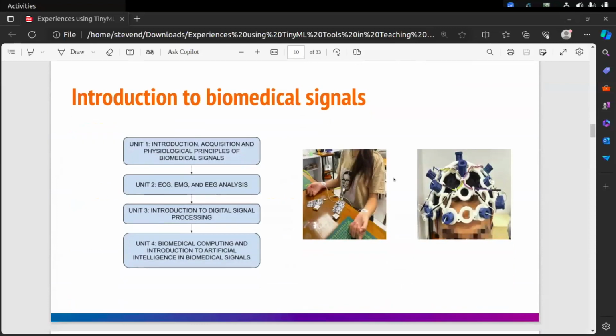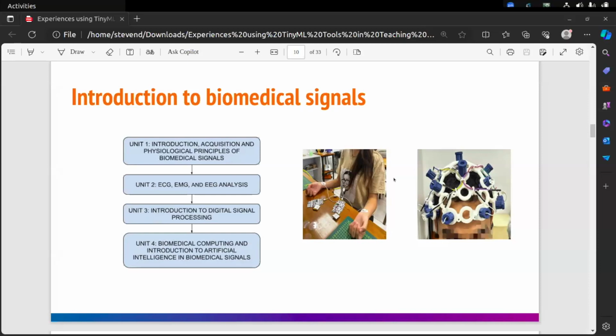Okay, talking about this, the first course, Introduction to Biomedical Signals, is divided in 4 units. The first one is in which we teach how they can acquire biomedical signals using tools like a Vitalino. In the following slide, I will present the Vitalino kit. In Unit 2, we analyze the 3 principal signals from our body that we consider in our course: electrocardiogram signal, electromyogram signal, and electroencephalogram signal.